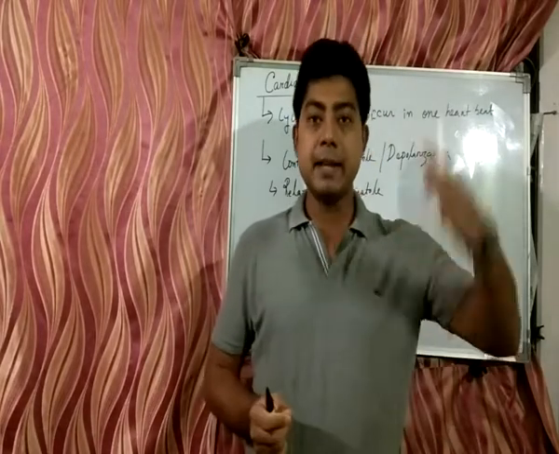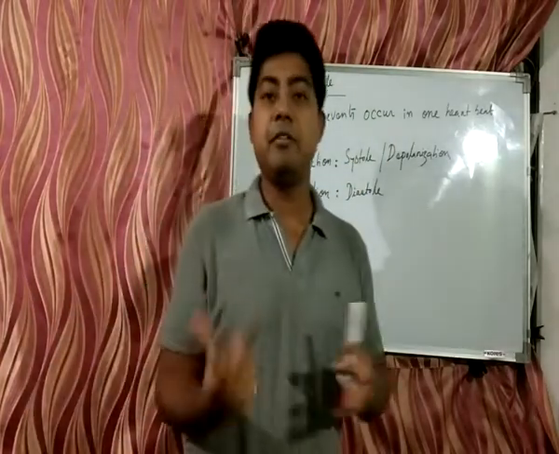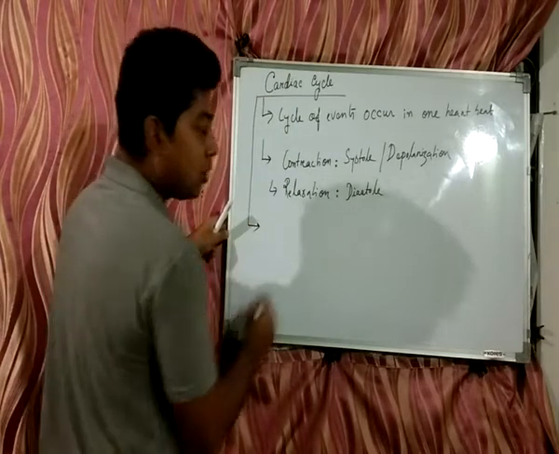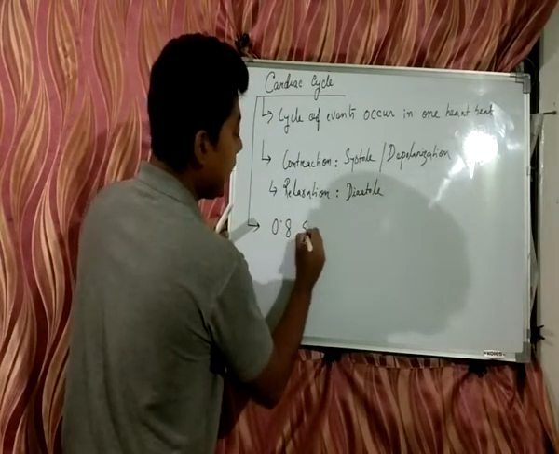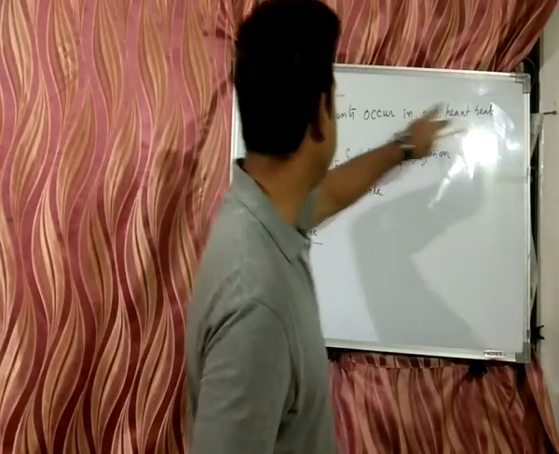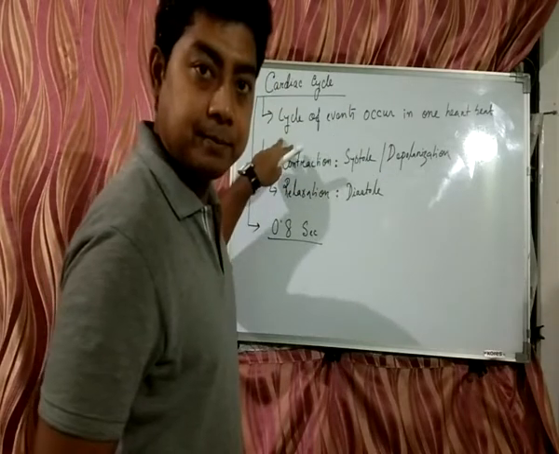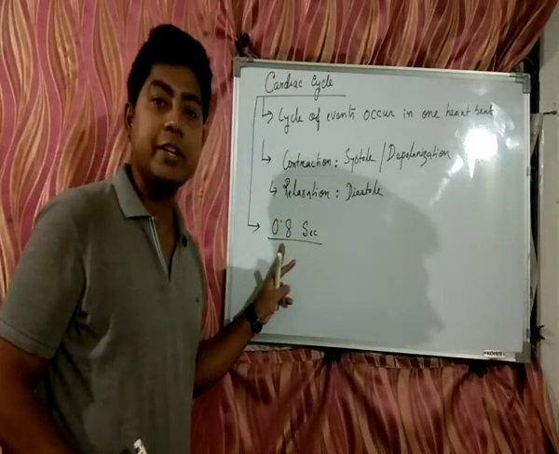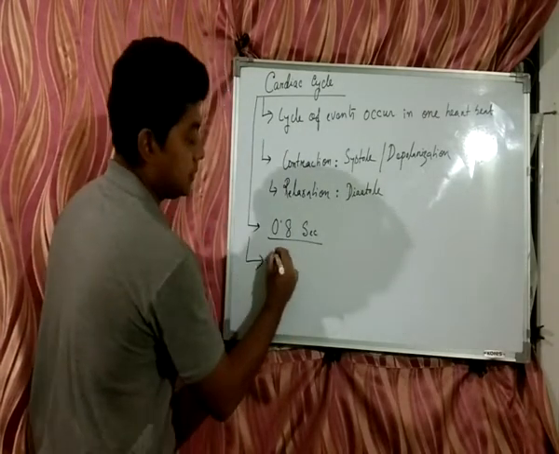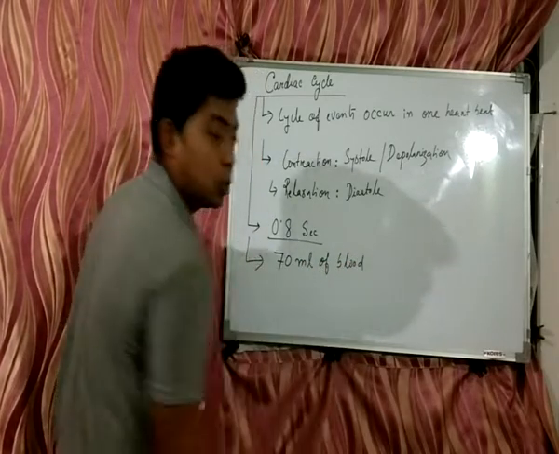So in the cardiac cycle, this sequence occurs: contraction and relaxation. And this one cardiac cycle occurs within 0.8 second. That means for one heartbeat, the events that occur in one cardiac cycle require 0.8 second. And in that time, it can pump 70 ml of blood.